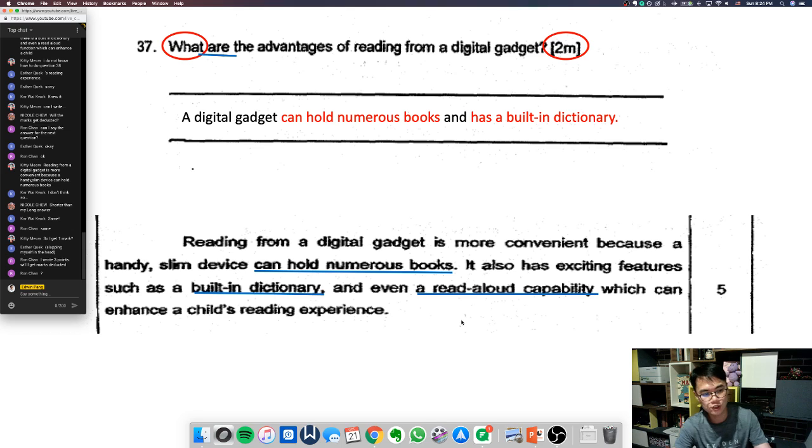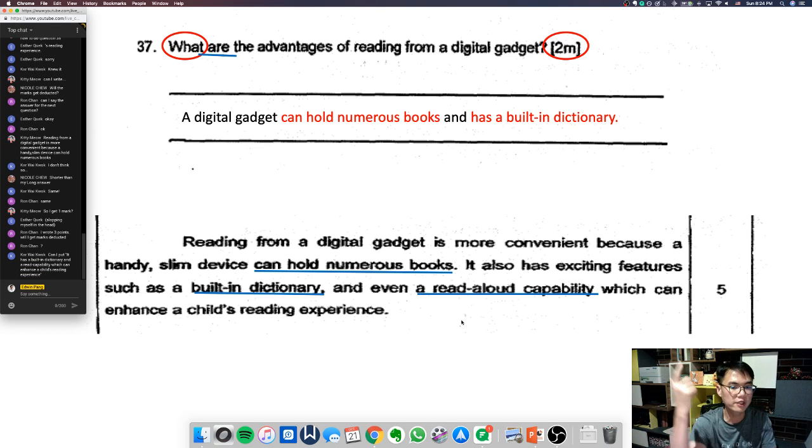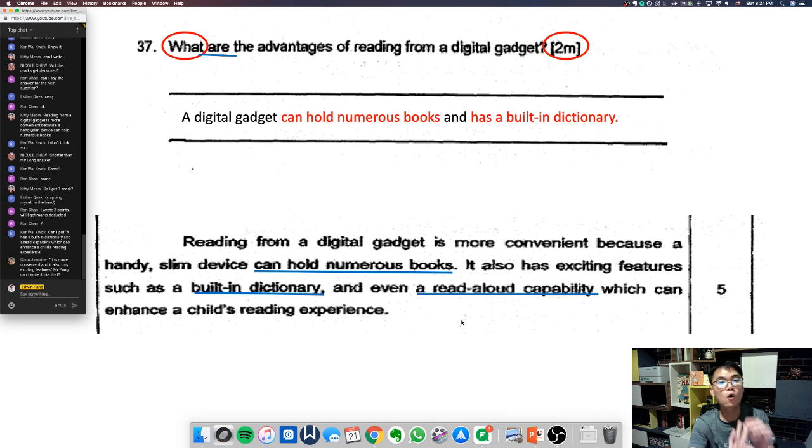Jancis, wonderful question. I wrote all 3 points. Can hold numerous books, has a built-in dictionary, has a read aloud capability. Will I get marks deducted? No. You get the full 2 marks because all 3 points are relevant. Remember, it's only going to deduct marks if it's irrelevant. But all 3 are advantages. So, yes, you wrote 3, but you only get 2 marks and you get the full 2 marks. Okay?